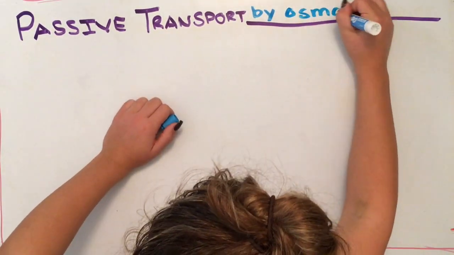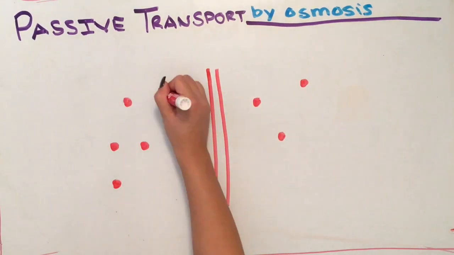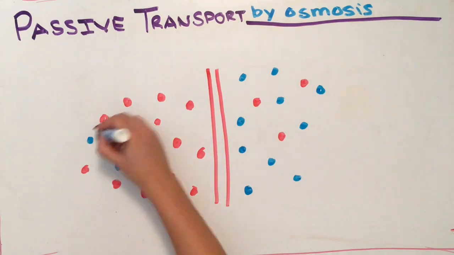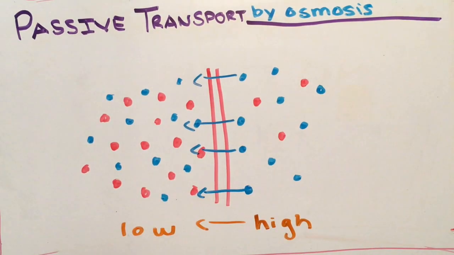Next is passive transport by osmosis. Now, it's very similar to diffusion, but the concentration shift happens with water. Water molecules move because the membrane is impermeable to a solute, and the solute concentration may differ on either side of the membrane. Water regulation is crucial because if too much water leaves the cell, it shrinks, but if too much water enters the cell, it swells.